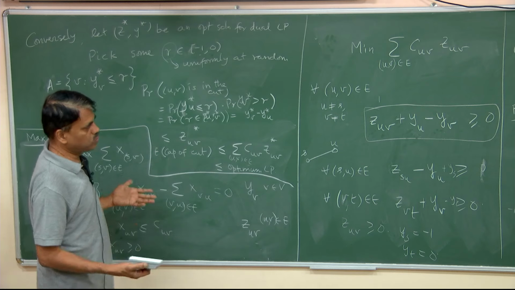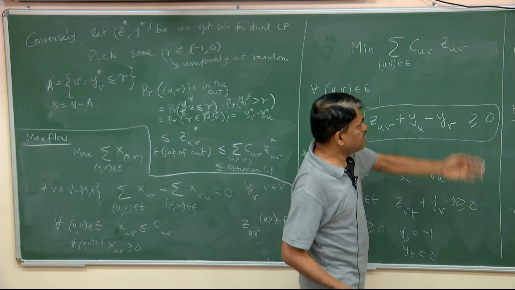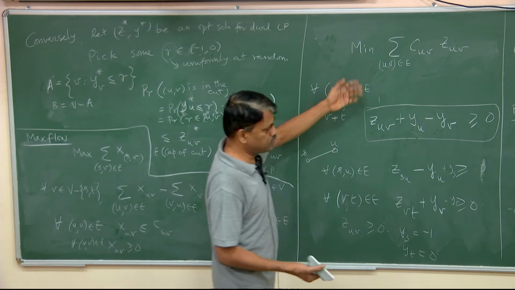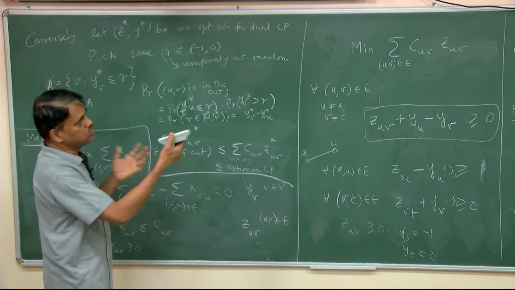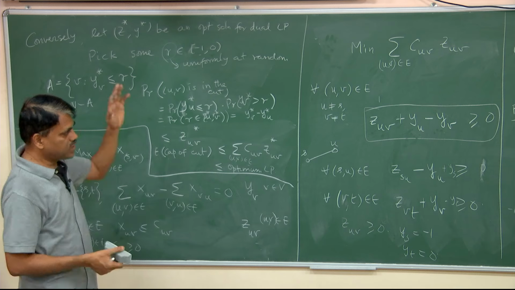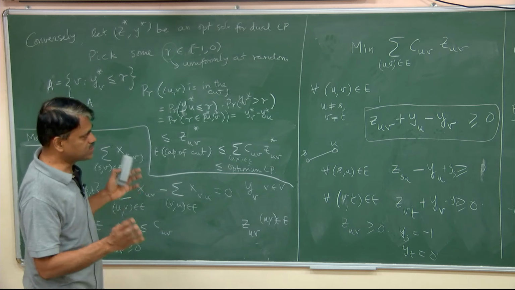So I've done both ways: if you give me a cut, I have produced a feasible solution to this LP, and if you solve the LP and give me the optimum solution, I have produced a cut whose objective function is less than or equal to it. So this is exactly the min cut value, the min cut LP.